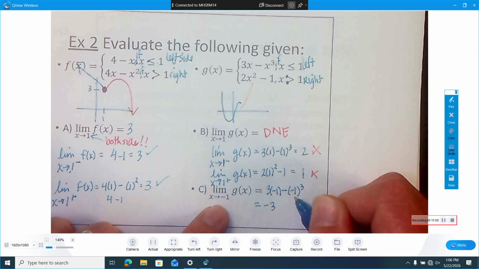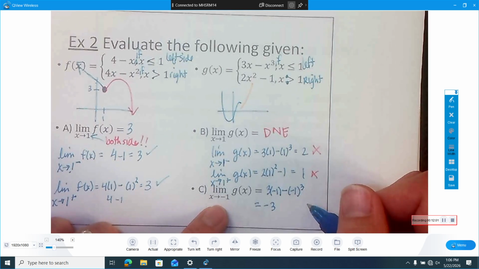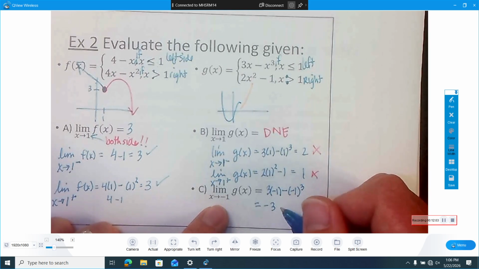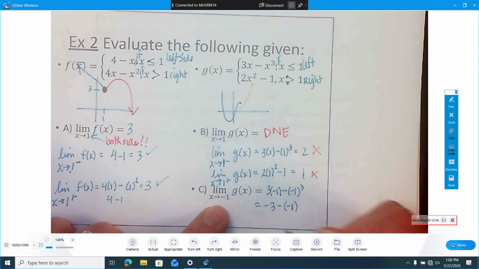Well, that's -3. What is -1 cubed? -1. So it's minus a -1. +1. So we get -2. All right. Those become positive.